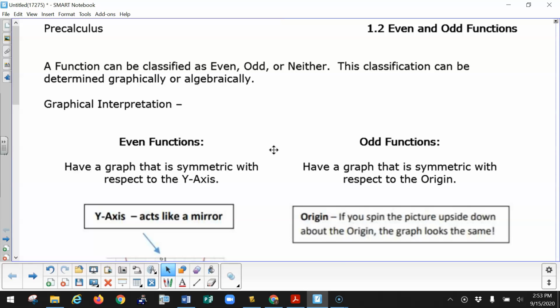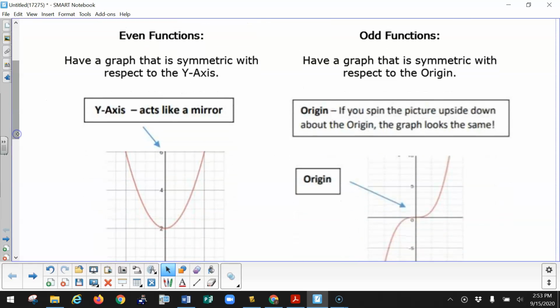Looking at the graphs of the functions, our even functions, like this one over here on the left, have symmetry about the y-axis. So if you could fold the paper along the y-axis and the function lays on top of itself, then the y-axis is acting like the line of reflection, and we say that it has y-axis symmetry.